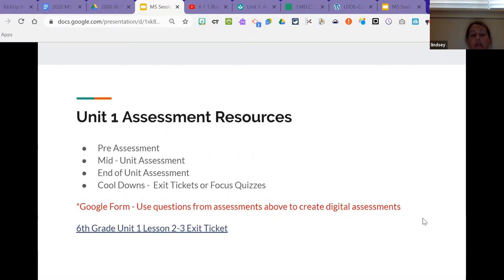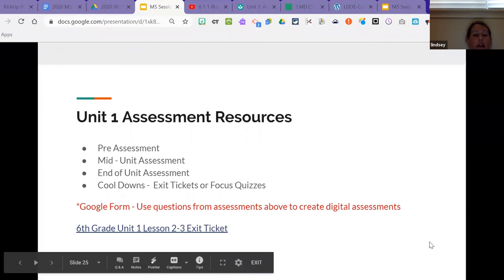So we don't always use the pre-assessments, but I know that a lot of schools do. Then they have a mid-unit assessment and an end-of-unit assessment, and then the cool downs. So what I typically do is I have a classroom set of Chromebooks, and so I do all of my assessments using Google Forms. And I've created a lot of different exit tickets using the cool downs, and I've created all of my tests on Google Forms this past year.